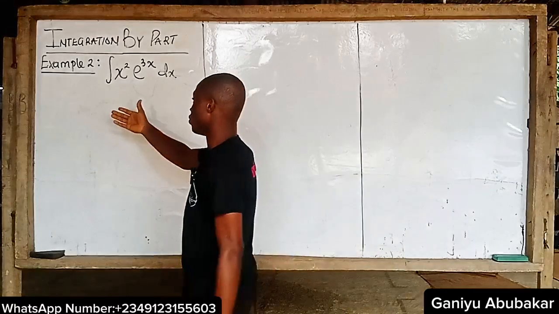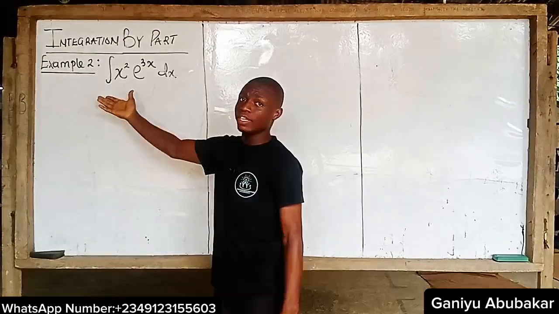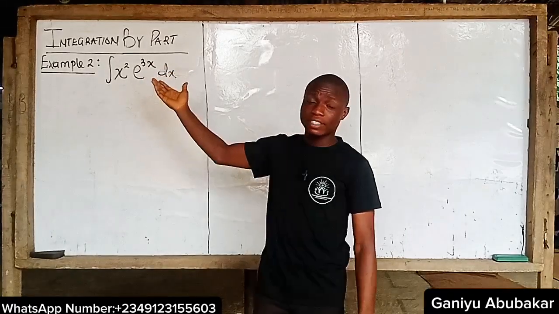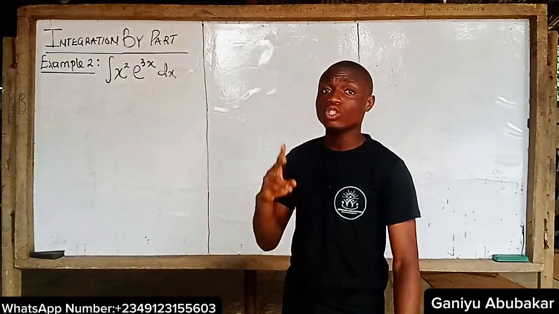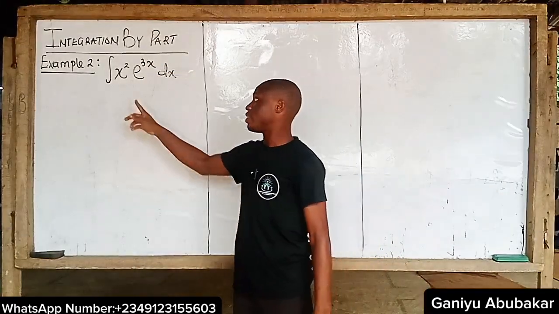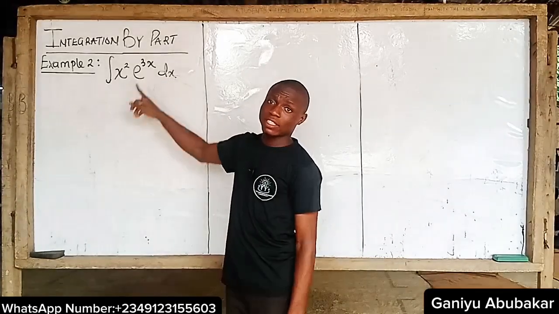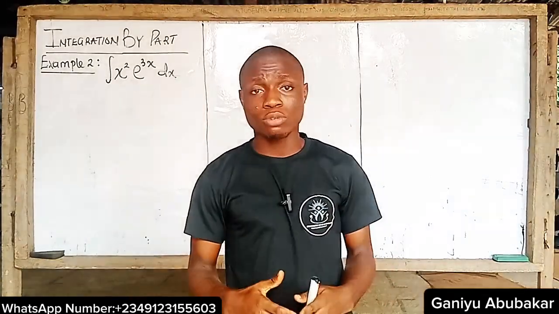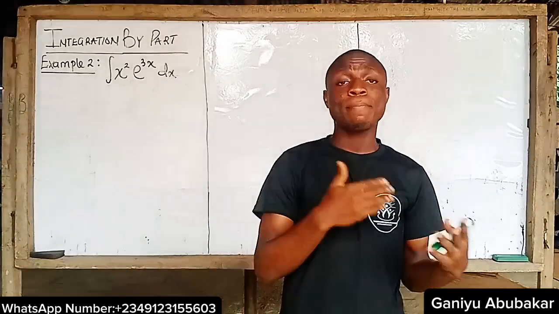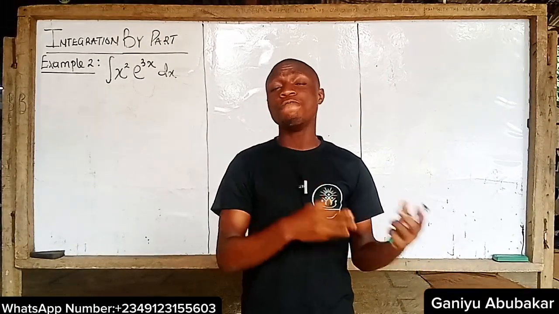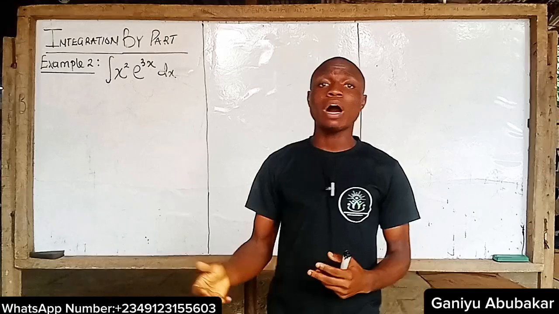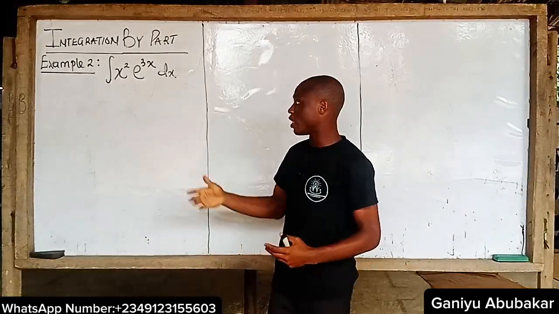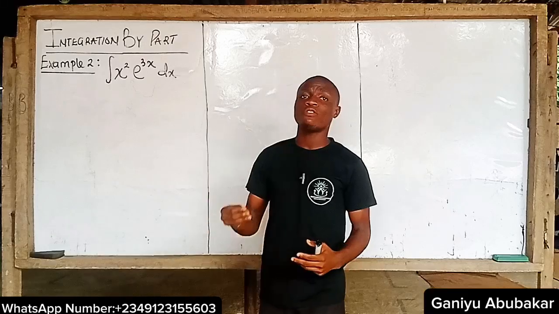As you can see, the question in front of us says: integrate x squared exponential 3x dx. I'm seeing two things here: x squared and exponential 3x. These are two terms multiplying each other, so you apply the concept of by parts. We said by parts is applied when two variables or values are multiplying each other, right? At this point, how do you solve this one using by parts?